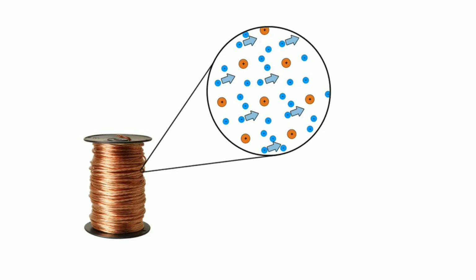The positive nuclei stay in the same place, preserving the structure of the metal, but the electrons can drift around from atom to atom. But since the negatively charged electrons repel each other, when you move one electron from atom to atom, you'll also move other electrons from atom to atom.